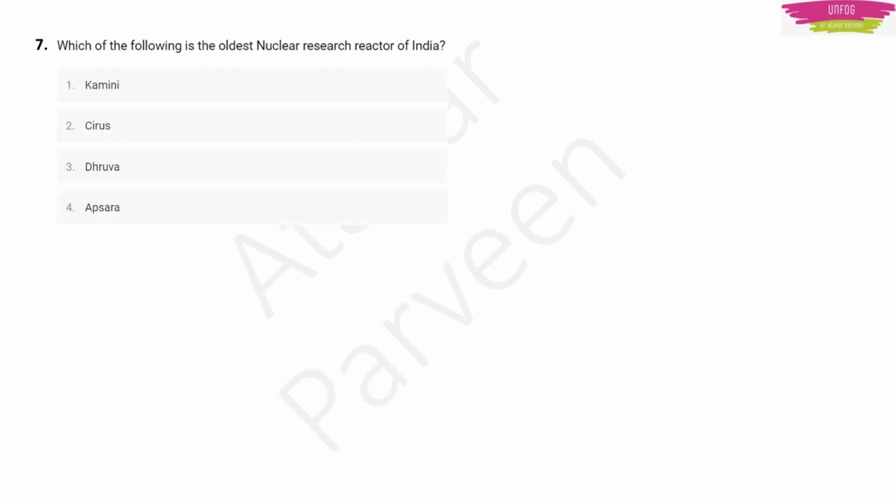Okay. Next question. See, these questions, some 2-3 questions, I think 3 questions are there which can be asked as general knowledge questions also. I am giving them here because we are talking about nuclear reactors, right? The question is, which of the following is the oldest nuclear research reactor of India? Oldest nuclear reactor. It is Apsara. Remember this name, Apsara. This is the oldest nuclear research reactor of India.